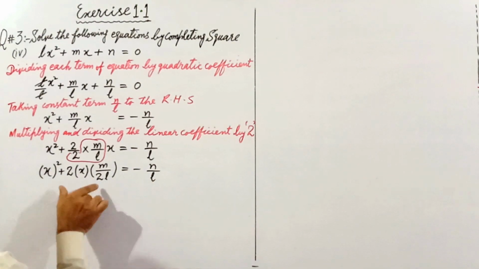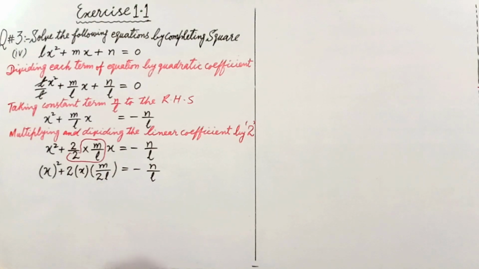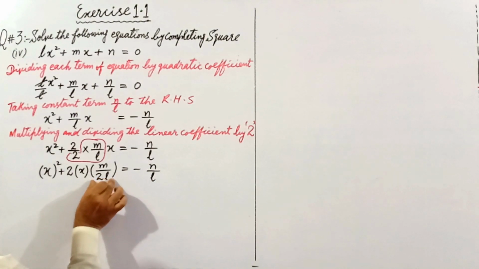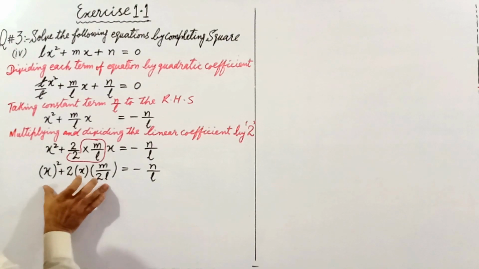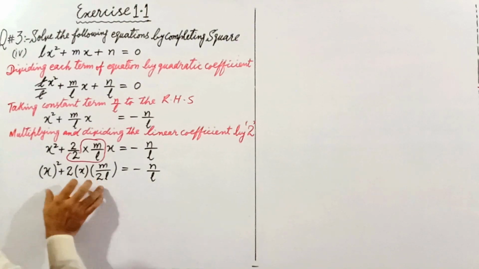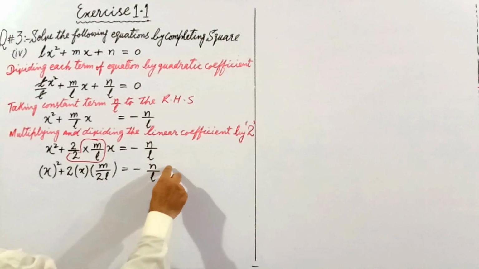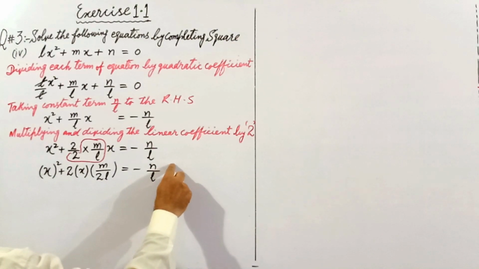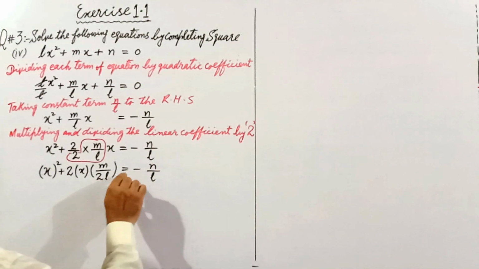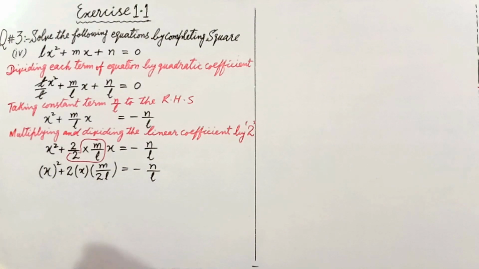Now we have the two times product of two values. So if we add the square of m over 2l on the left hand side, the left hand side expression will become a perfect square. But at the same time, we have to add m over 2l whole square on the right hand side as well to maintain the equation.